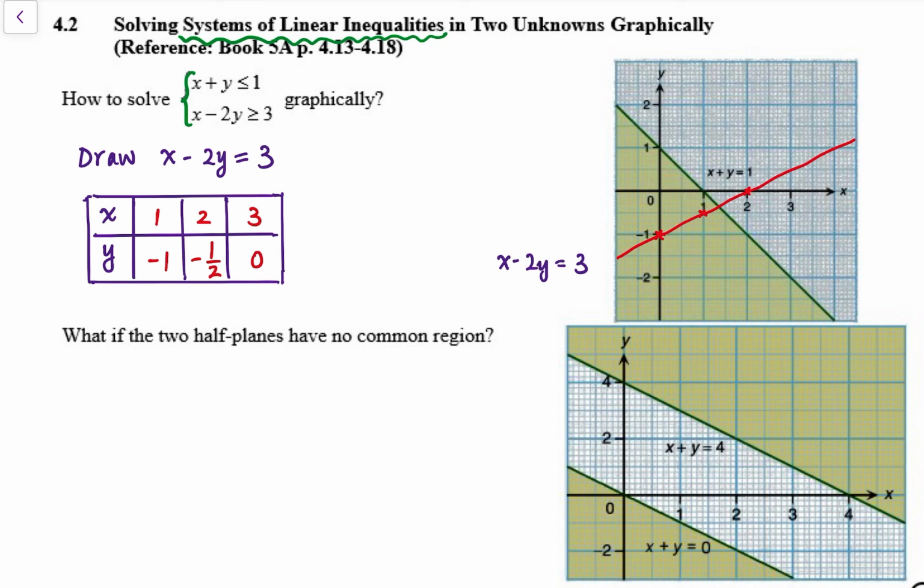We already have the graph of x plus y equals 1. So we need to add one more straight line, x minus 2y equals 3. So we put these two straight lines on the same rectangular coordinate plane. We also have determined whether we should shade the lower or the upper half plane for the first inequality. For the first inequality, we have shaded the lower half plane.